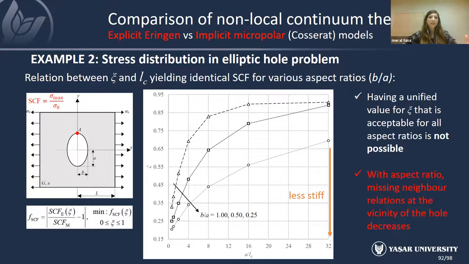The reason for this variation is that when the elliptic hole becomes sharper, the missing neighbor relations are decreased and the structure becomes more stiff. To compensate for this stiffness and to have the same stress concentration factor as the Cosserat model, the non-locality of Eringen's model needs to be increased by decreasing the fraction coefficient. That is why for various aspect ratios, or let's say when the elliptic hole becomes sharper, we need to obtain the corresponding non-local parameter or corresponding fraction coefficient.